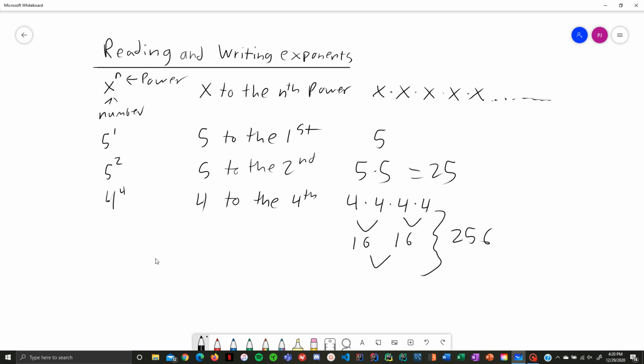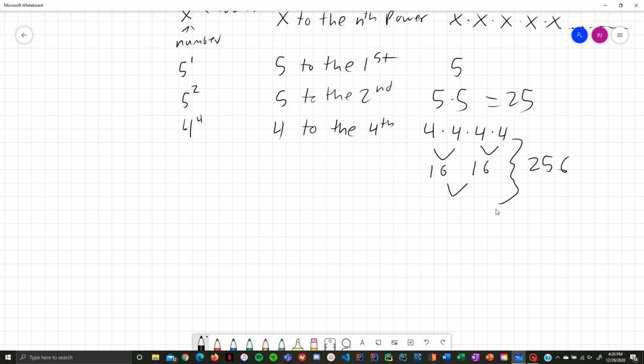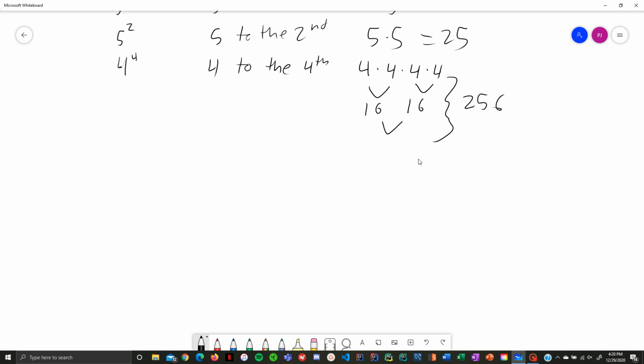256. So now let's take a look at when we would actually need to use an exponent in a real situation. Let's say we have an example. We'll write out x to the third. This is our mysterious number, our variable, and we are raising it to the third power. Now let's say we want to solve x to the third when x is equal to 2.